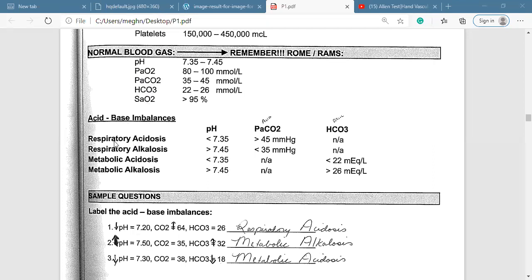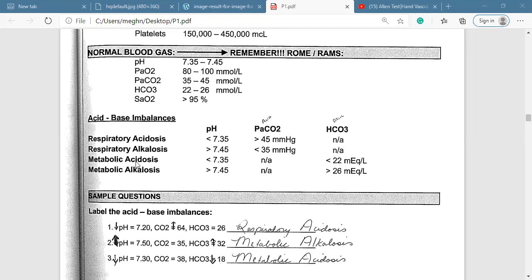Now the question: in case of respiratory acidosis, carbon dioxide is the marker for respiratory, right? In acidosis, pH is less than 7.35, and carbon dioxide should be more than the upper range, more than 45. In alkalosis, pH is definitely more than 7.45, but carbon dioxide should be less than 35.